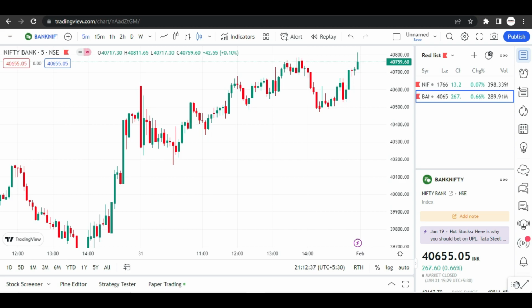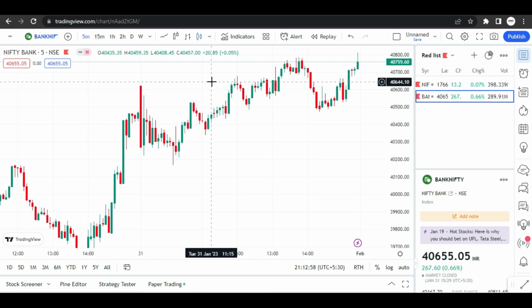Now you just have to go to the indicator section. Till now, I believe you know how to use TradingView, and if not, in future we are going to make a detailed video on how to use TradingView effectively for your daily, weekly and monthly analysis. Today we are going to discuss RSI.